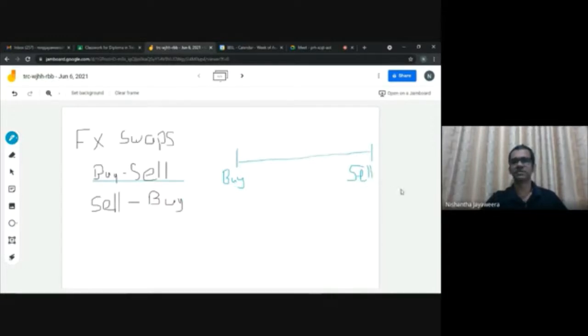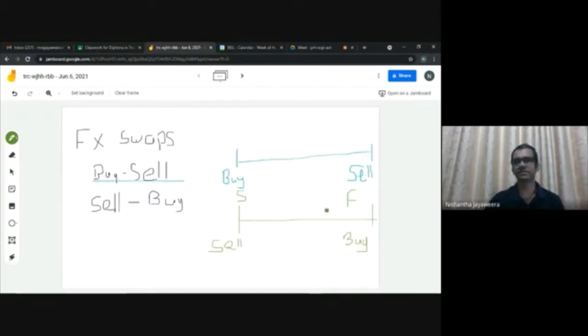So from your side, this is a buy sell swap. On the other side, it is a sell buy, because the other party sells base currency here and buys base currency on a future date. So the rate applicable on the forward date is the forward rate. Today you do it at the spot price.